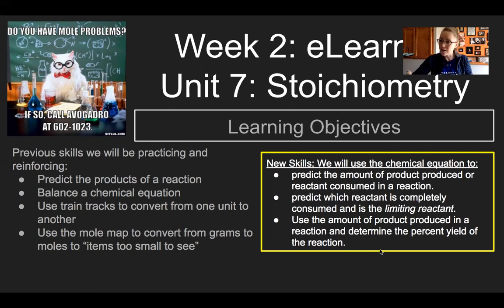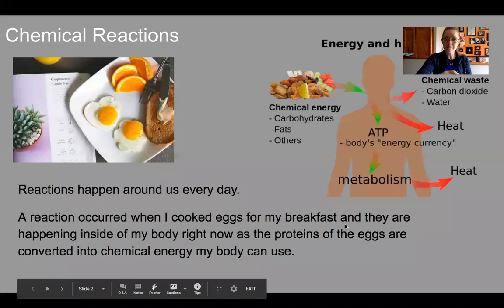And no reaction in the real world is 100%. So even though we said we should be able to make X amount of grams, you're not really going to be able to make that much. So we'll always have less than 100% yield when we're looking at an equation.